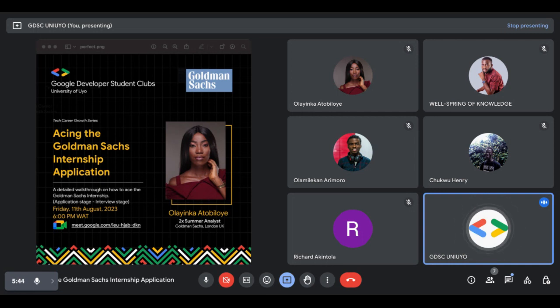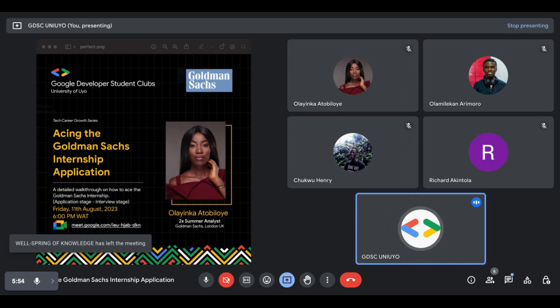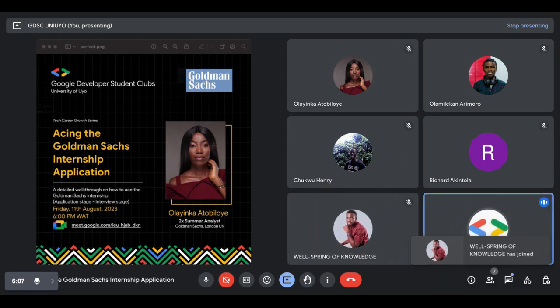I'm very particular about this because I got dropped at the second stage, so I really want to understand what it takes to land an internship at Goldman Sachs. Our first speaker today will be Olayinka, and we also have an extra speaker who is also interning at Goldman Sachs, Ola Milekon. We will be starting with Olayinka. Please, can you introduce yourself?